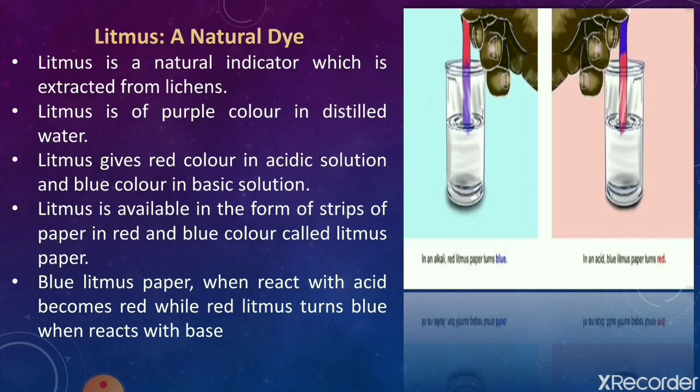Okay, now litmus dye or litmus indicator also comes in the form of paper strips, and two colored paper strips are there, that is blue and red litmus papers. Litmus indicator is widely used in these two paper forms, blue litmus paper and red litmus paper.